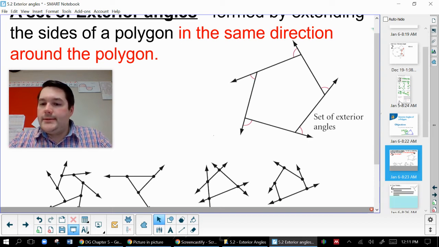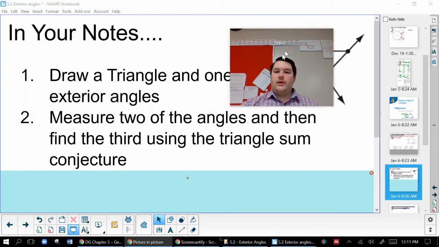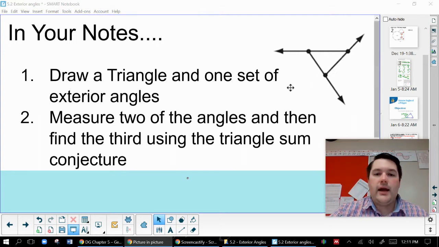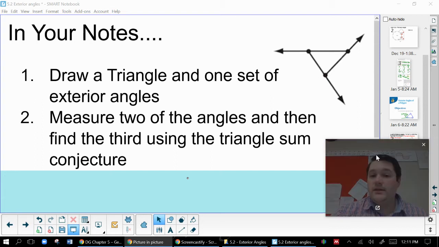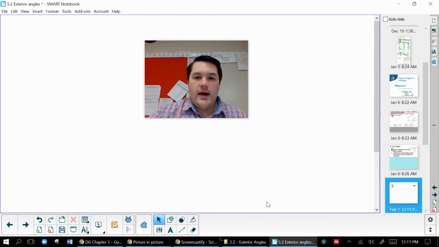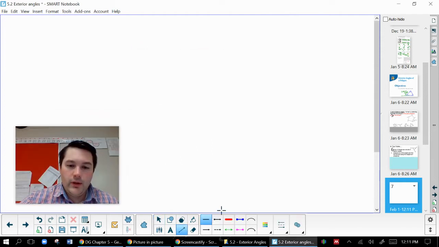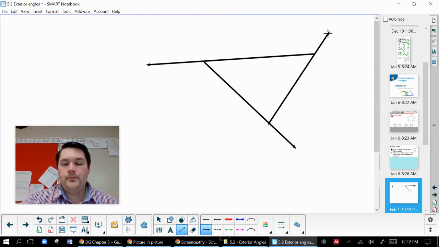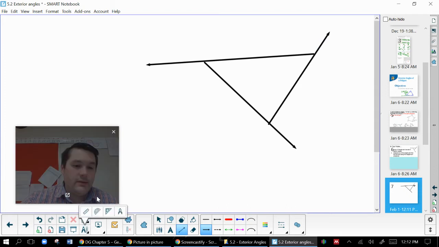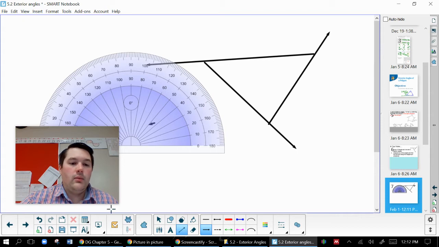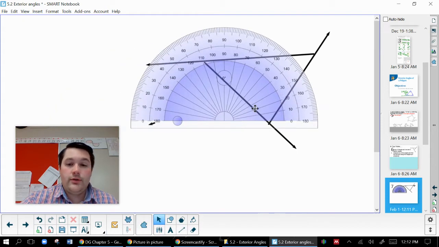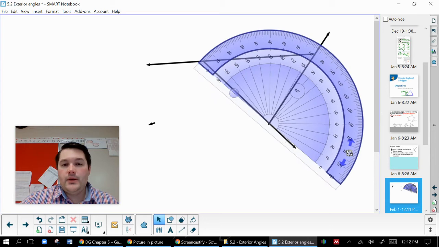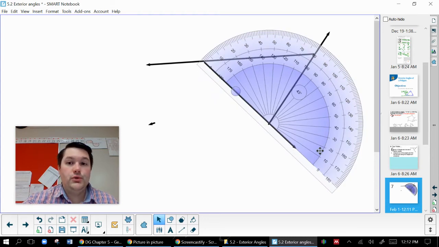So here's what we did in class today. We started off with a triangle, and we drew those exterior angle sets on it. And we started off actually by measuring the interior angles. So I'm going to go ahead and just kind of do that here real quick. I'm going to use arrows. So there, there, and there. And then we measured two of the interior angles. Today we did something a little bit different than yesterday, where instead of measuring all three, since we know they add up to 180, we're just going to use math to find that one.